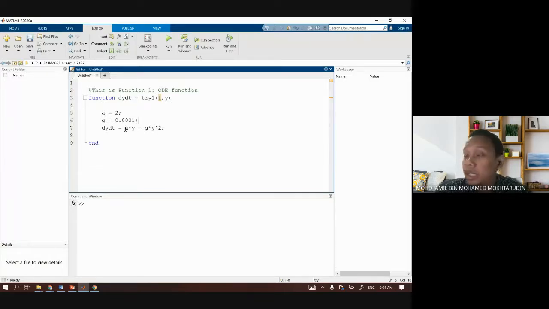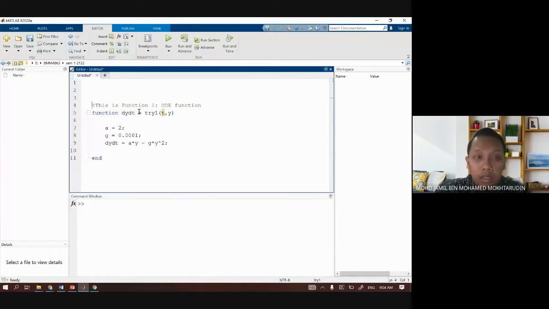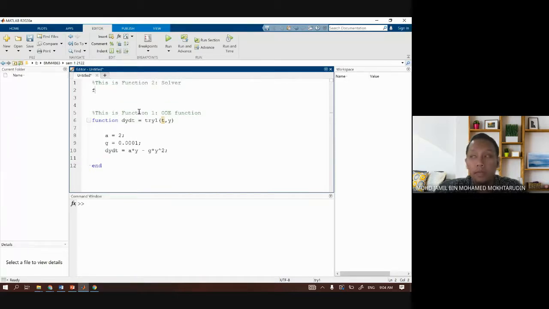Make sure everything is there, then this function is okay. Then you write your second function. Your second function should have the same form: dy, square bracket, and then you name your solver function. Usually I will use the same name try1, but add something to make it different, maybe solver try1, for example. It doesn't accept any input.